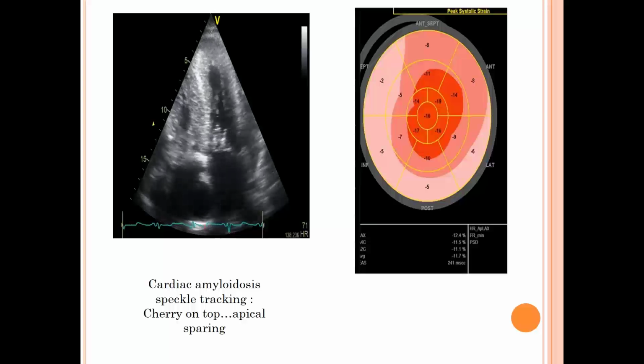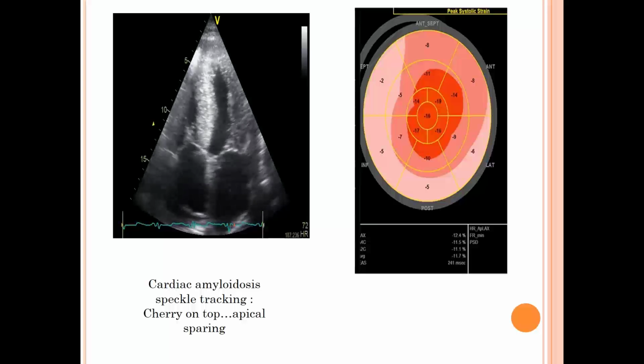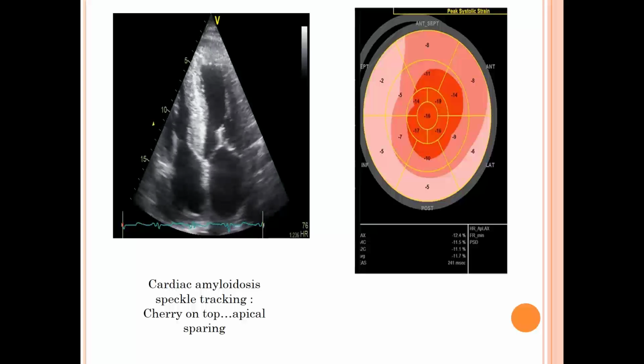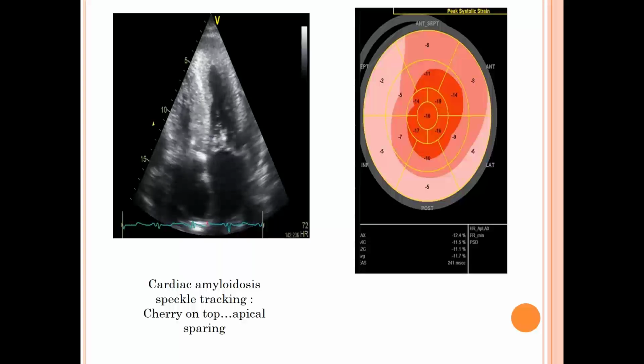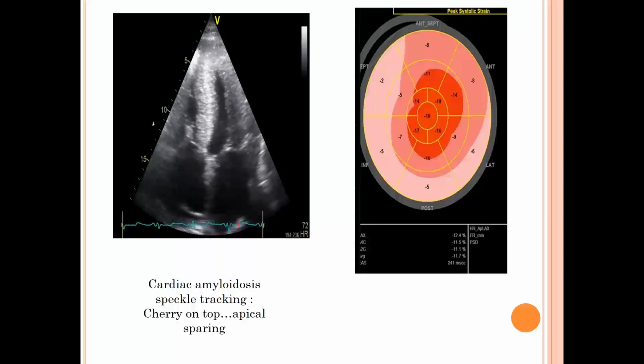On the contrary to this, longitudinal strain of the LV in the apical four-chamber view in this case showed preserved apical segment longitudinal strain, but reduction of the values of the mid and basal ones. This is characteristic of amyloidosis.